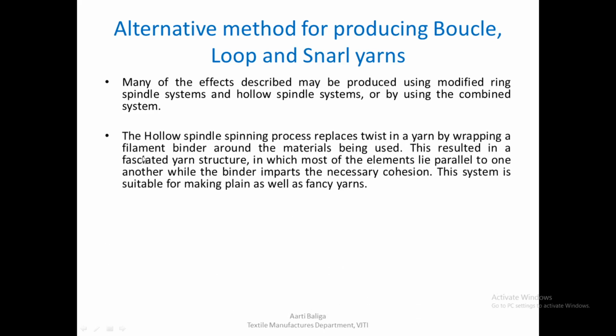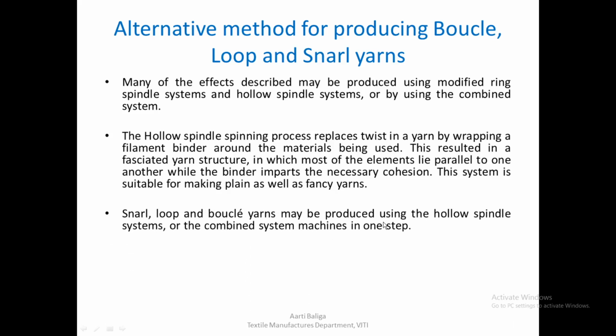Normally, in yarn production by the hollow spindle spinning system, it will have a twistless core. It replaces the twist in the yarn by wrapping a filament binder around the material being used. We have seen this hollow spindle spinning process in detail earlier. A normal yarn would be produced in this manner, which would result in a fasciated yarn structure in which most of the fibers or the elements lie parallel to one another while the binder imparts the necessary cohesion to this particular yarn. This system is suitable for making plain yarns, as well as, as we shall now see, fancy yarns.